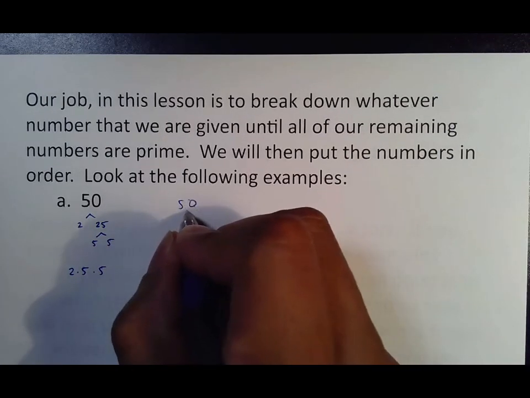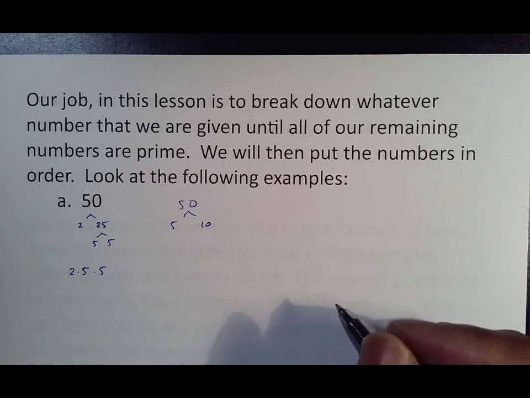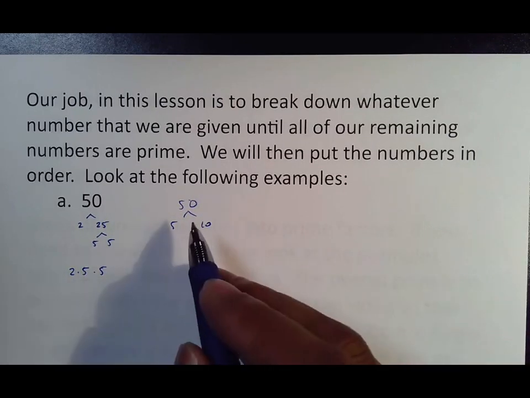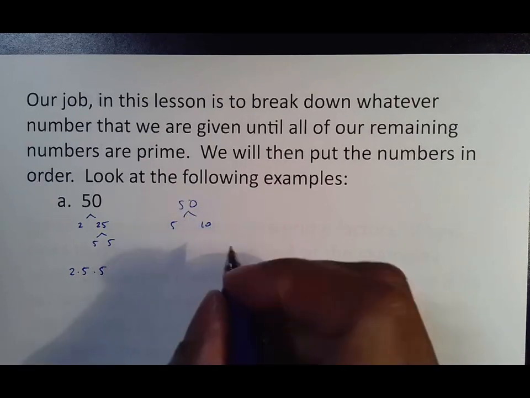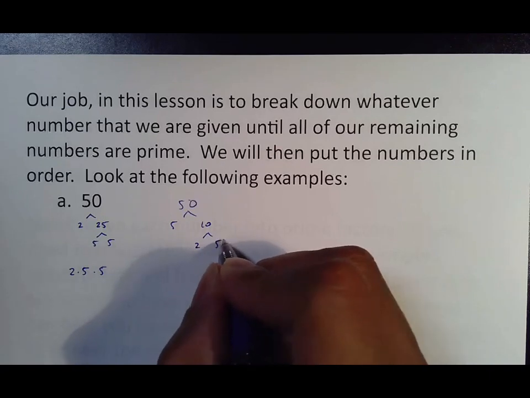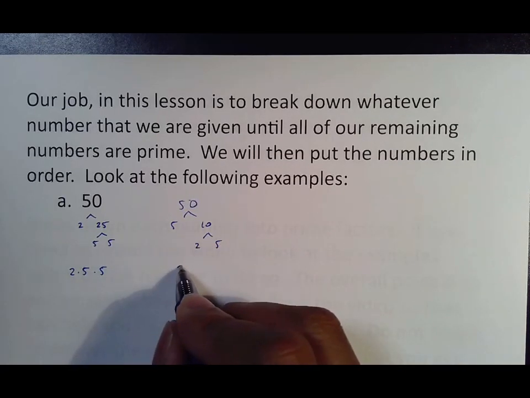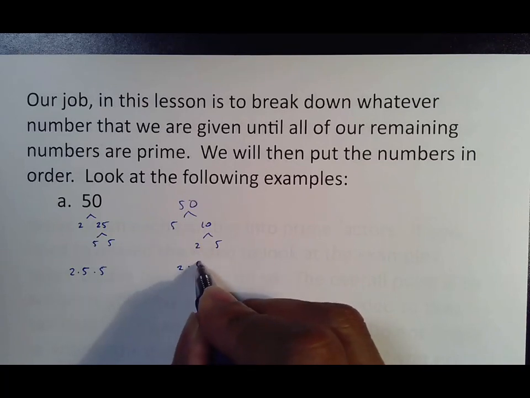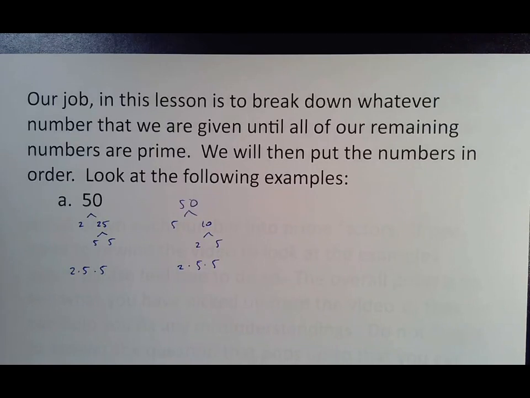Now let's say, for example, you wanted to go 5 times 10. Remember I talked about the genetic code, how it always ends up the same. 5 times 10 could be your first start. 5 is prime. 10 is 2 times 5. Both of those are prime. So if you put it in order, you end up with 2 times 5 times 5. That is what we would call the genetic code of 50.